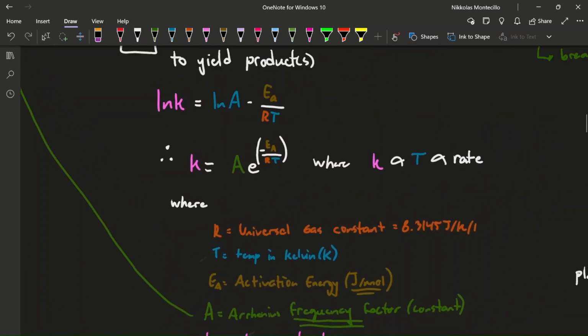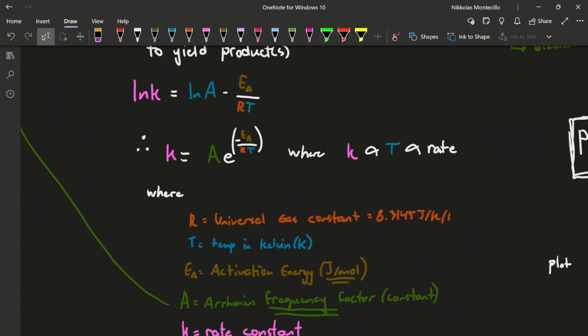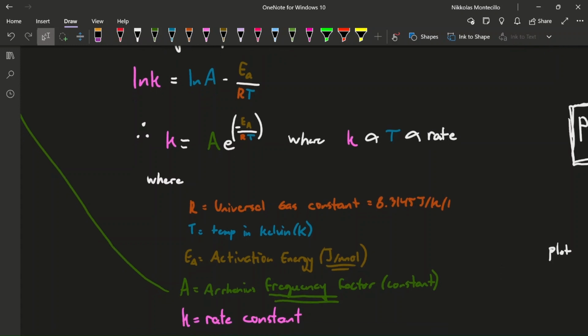Now let's define these variables. R equals the universal gas constant, which is 8.3145 joules per Kelvin per mole. Just one second, gas constant. Yeah, joules per Kelvin per mole. I should fix that.